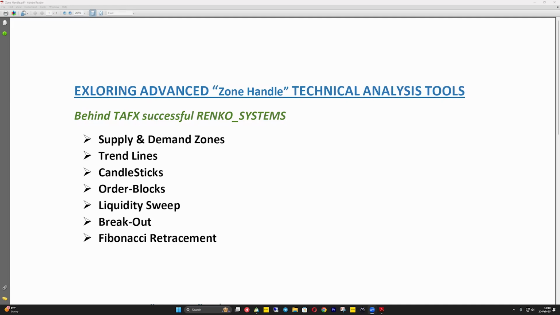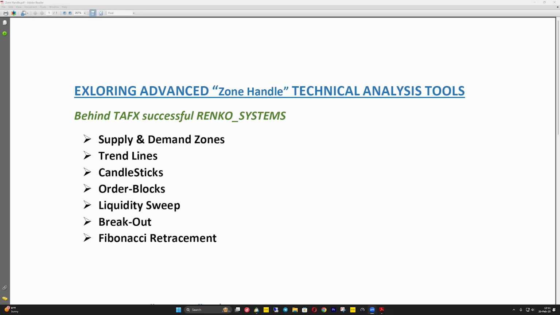All right, today we're going to explore the advanced zone handle technical analysis tools that are inside, or behind, our TFX RENKO system. I would like you to follow this video closely because today we're going to talk more and in depth about the advanced zone handle. What is this zone handle that we're going to explore today, and what are these technical analysis tools that are coded with this zone handle? So guys, you have to follow this video closely until the end.